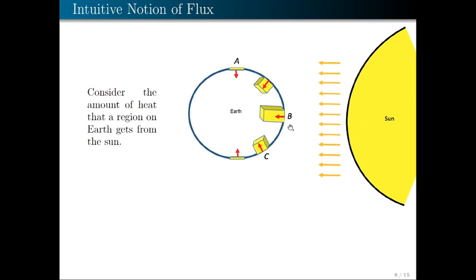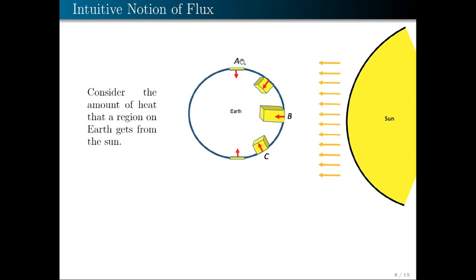On the left we have earth, and we have some regions on earth: North Pole, somewhere in the equator, and somewhere below it. Let's assume that these regions are all flat for simplicity. So let's look at first region A. Region A lies on the North Pole. Since the sun's rays are all horizontal, no heat penetrates this region. The sun rays just pass along the region but not across it or through it. In that sense, the flux across A would be zero.